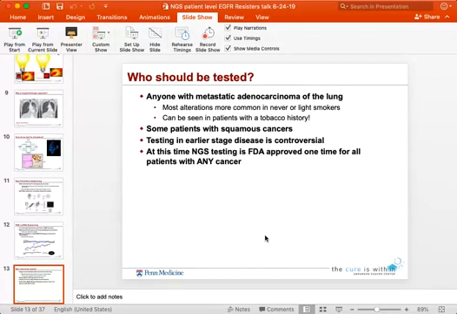Remember that our biopsies in the metastatic setting are often a very small needle being put into the tumor. I know it doesn't feel like a small needle when it's going in, but it really is a very small needle. And so sometimes you can get a piece that looks squamous, but in fact is actually not squamous. So if I have a patient who's a never or light smoker with squamous disease, I will test that. Honestly, if I have any patient with lung cancer, I test them no matter what stage. And at this time, NGS testing is FDA approved one time for all patients with any cancer.